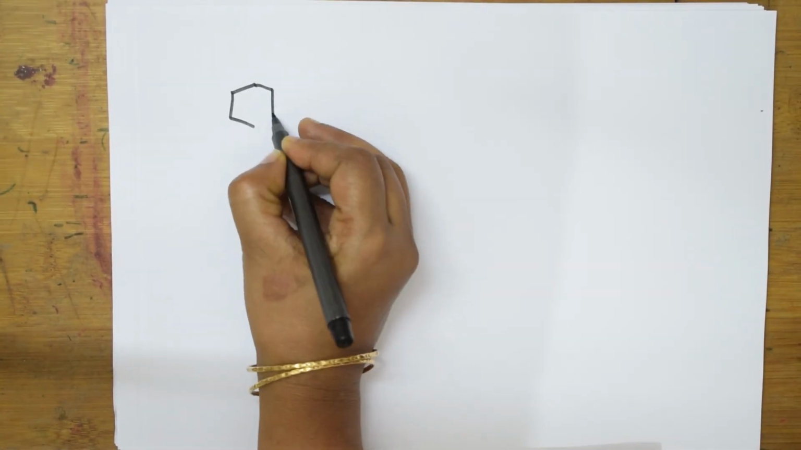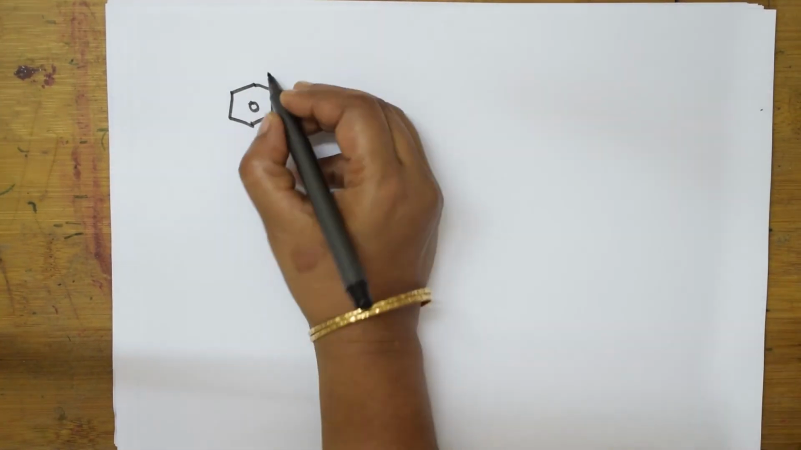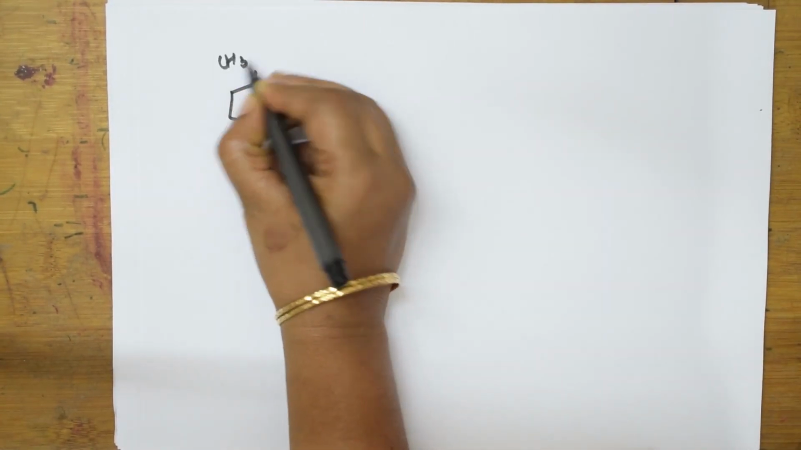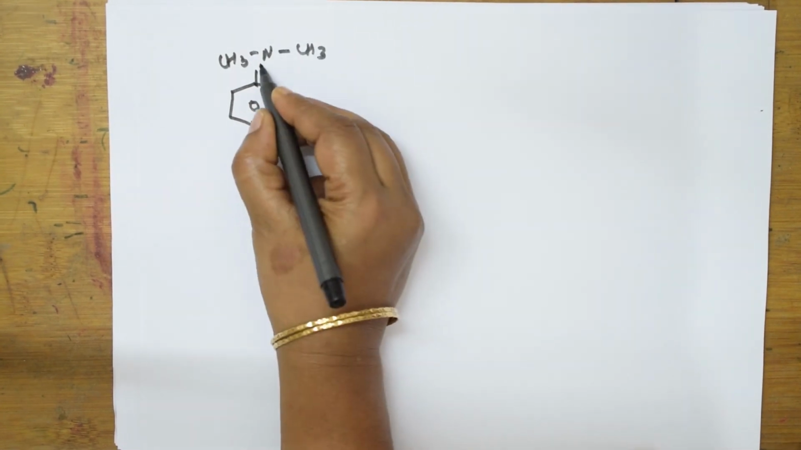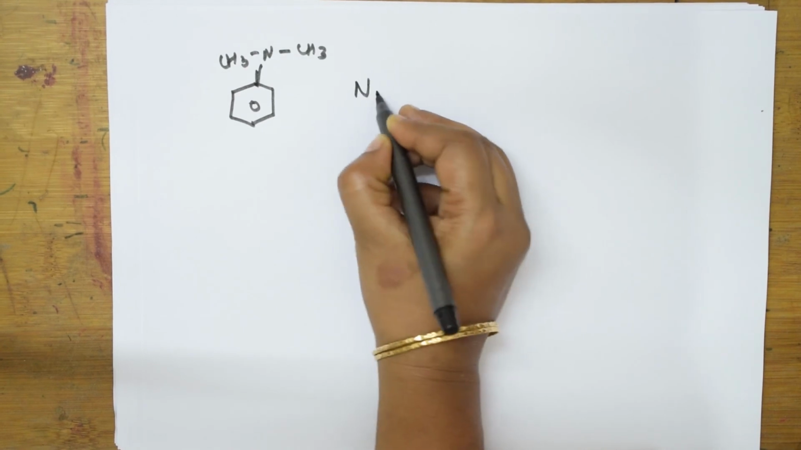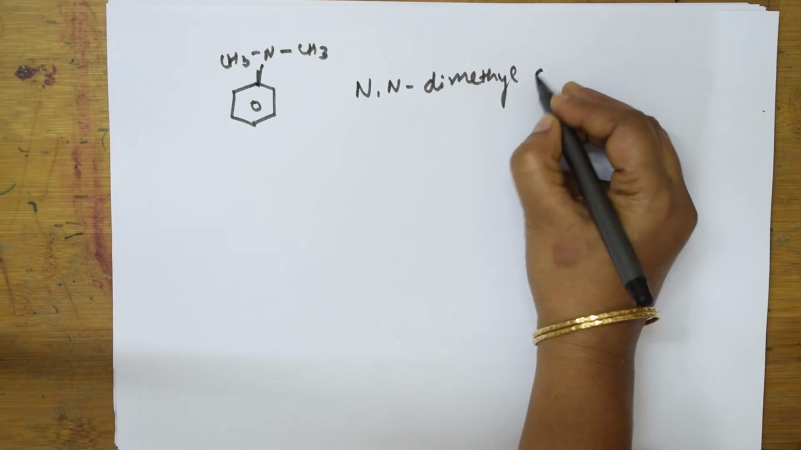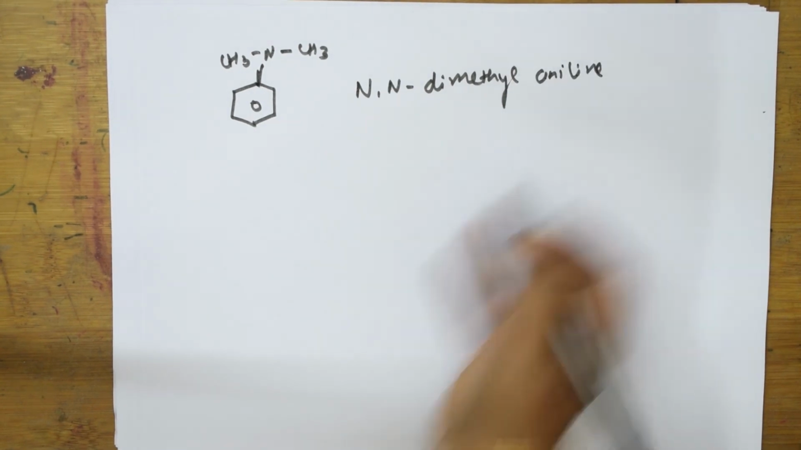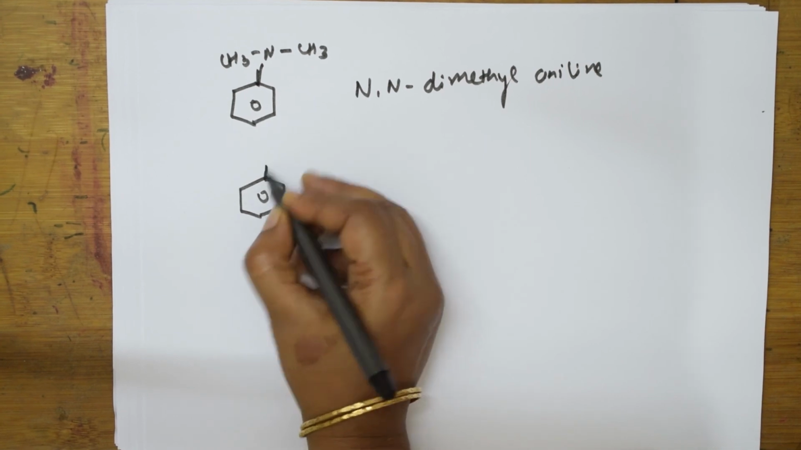Let me introduce one more. I take the same benzene. I am going to introduce 2 methyl groups. Here one methyl group, N in the center, and one more methyl. So this is linked to the nitrogen. This is called N,N dimethyl aniline.